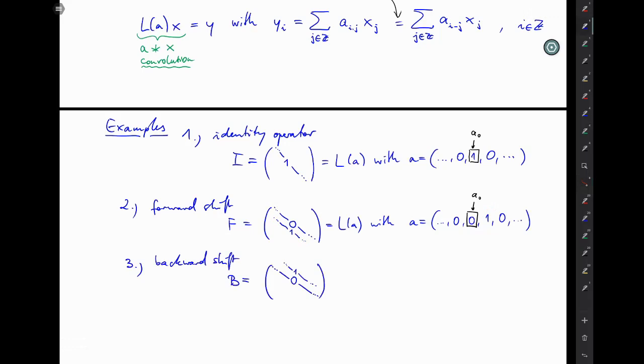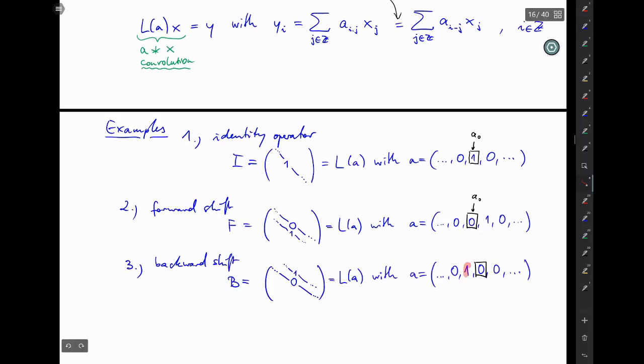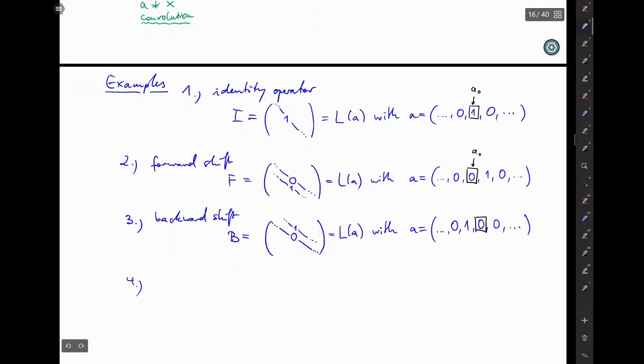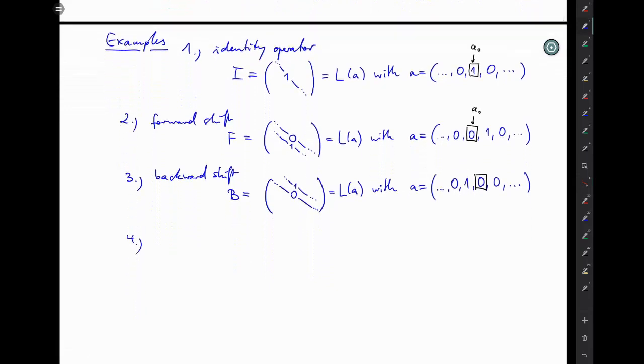Well, and similarly, the backward shift, let's call it B, just shifts in the other direction. So now the 1 is sitting in the minus first position of my sequence A, and all the rest is still zeros. Okay, maybe let's try something a bit more substantial now.